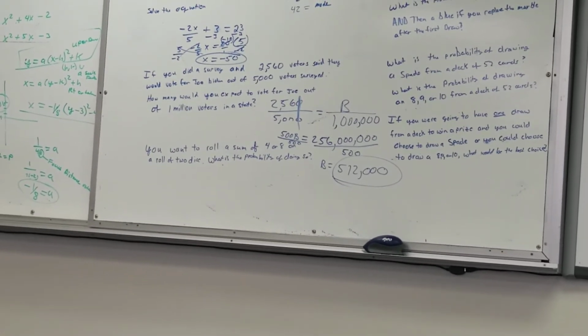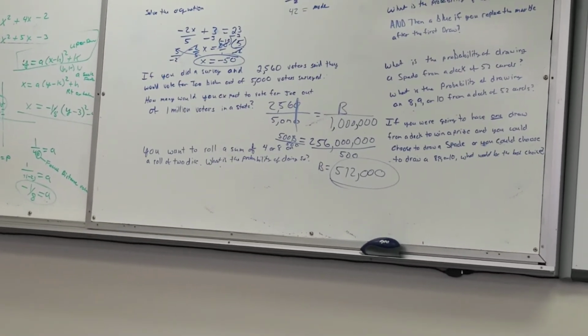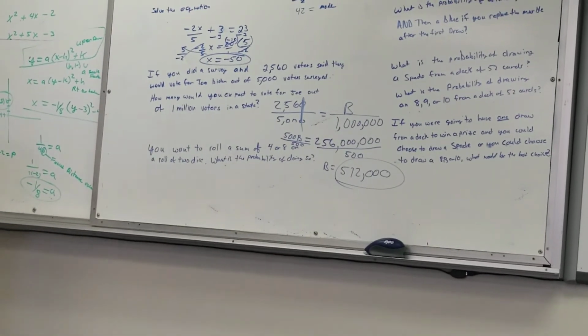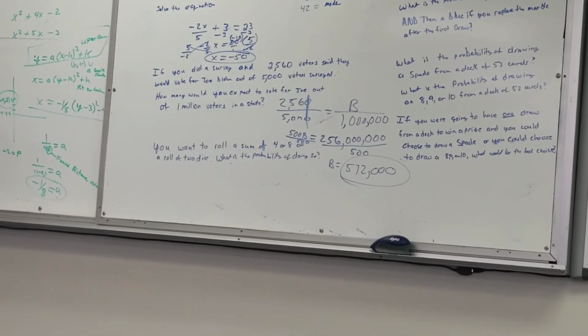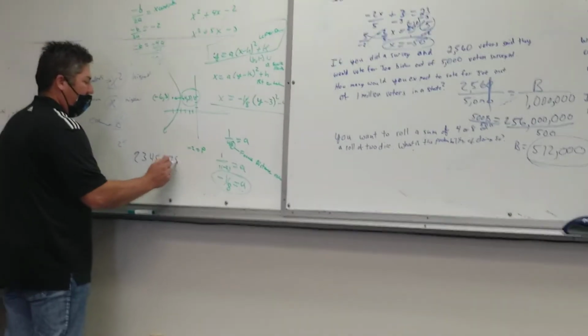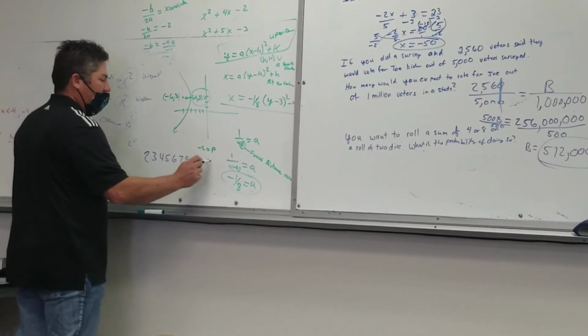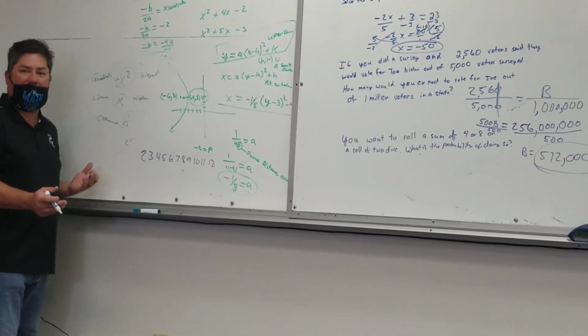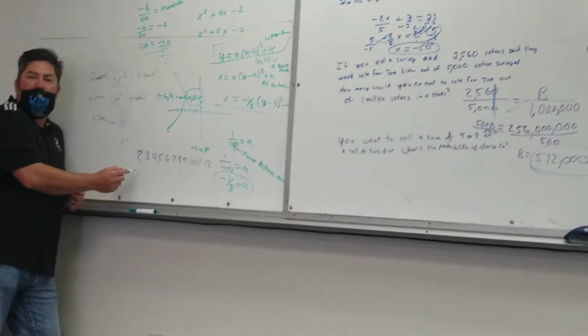Wasn't that like an assignment? It was. But you should still remember it. So just like this, remember? 2, 3, 4, 5, 6, 7, 8, 9, 10, 11, 12. Write that down, just like that. What's the probability of rolling a 2?